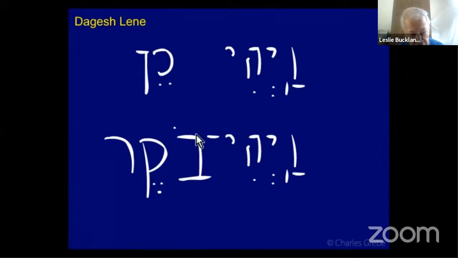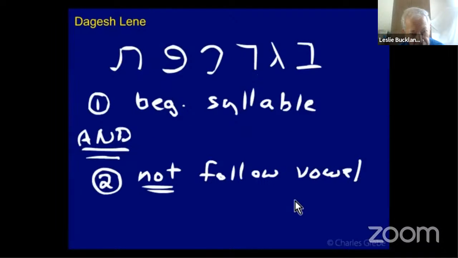Now this is the same situation here. You have a Begad Kafat letter that could take a Dagesh Lenny, begins a syllable, but it follows a vowel. Here it follows even more closely than before because you have a makef, joining the whole thing together. That's why you say Vayhi Voker, not Vayhi Boker. So Dagesh Lenny can disappear quite easily. The thing to remember is really just our two conditions. Dagesh Lenny will only be there if it's at the beginning of a syllable and does not follow a vowel, any vowel, even a vocal Shiva.